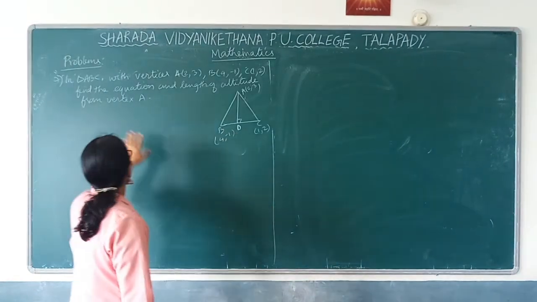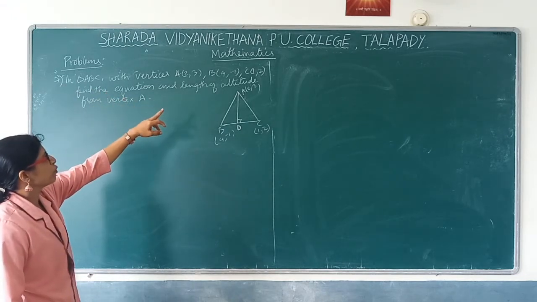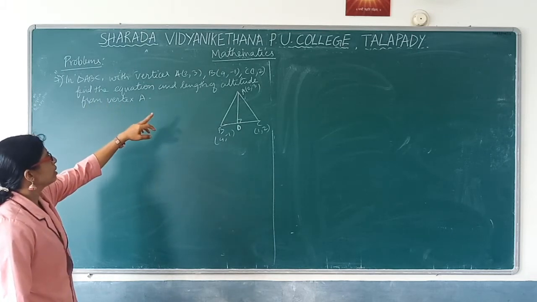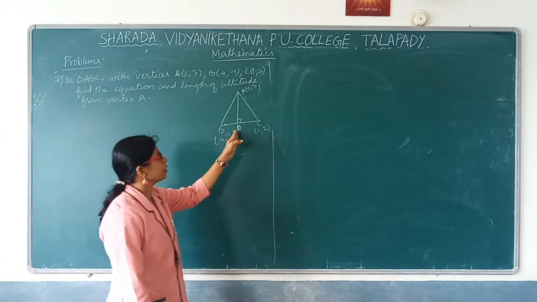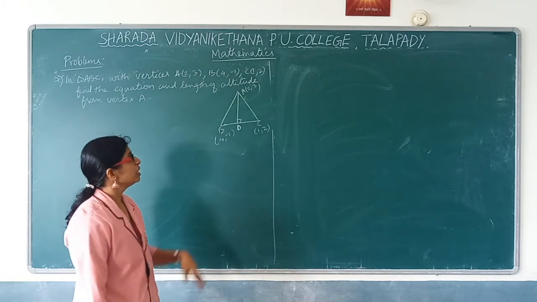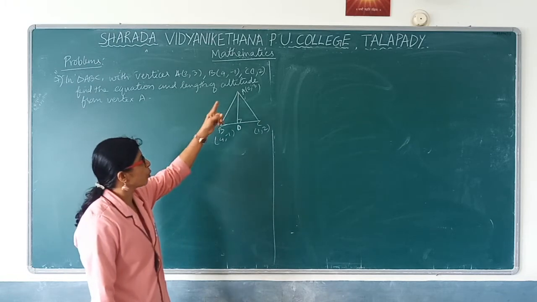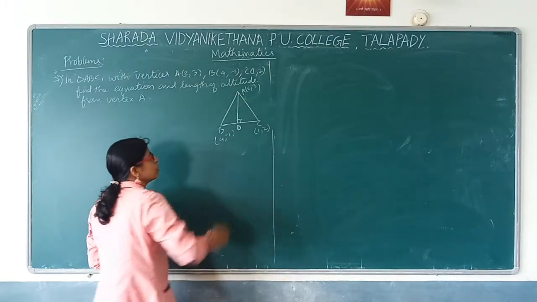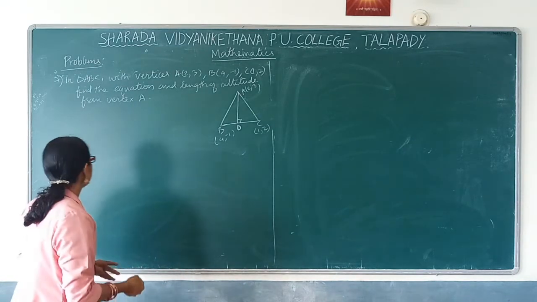Now, next problem. In triangle ABC with vertices A(2, 3), B(4, -1) and C(1, 2), find the equation and length of the altitude from vertex A. Length of the altitude from vertex A means you have to find the distance from the point A to the line BC. It is given that AD is the altitude, so AD will be perpendicular to BC.